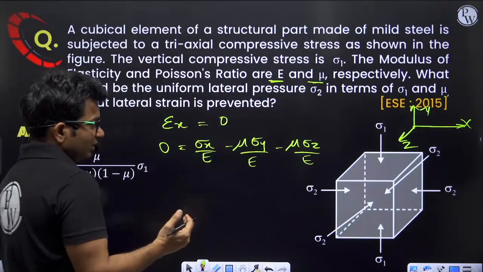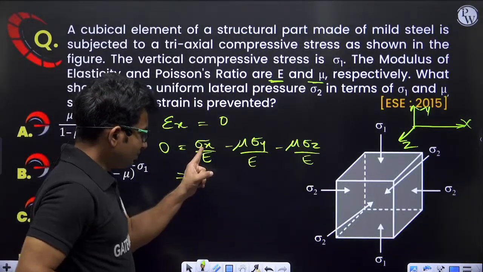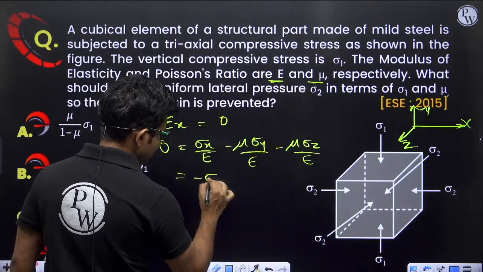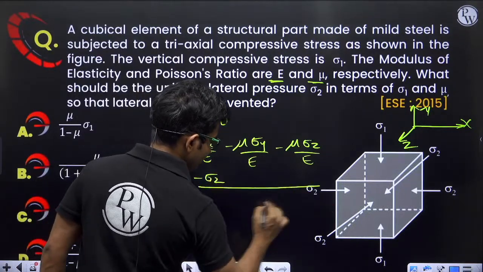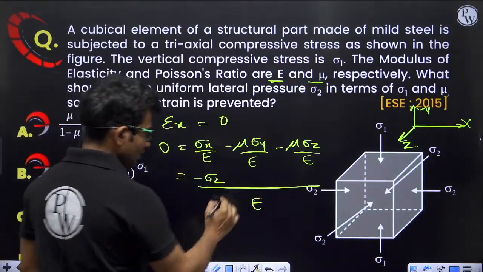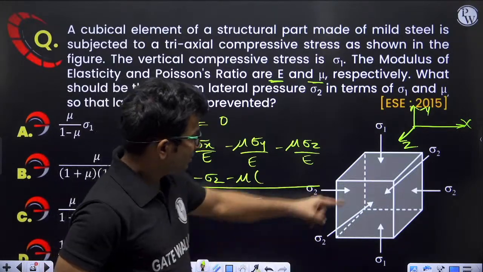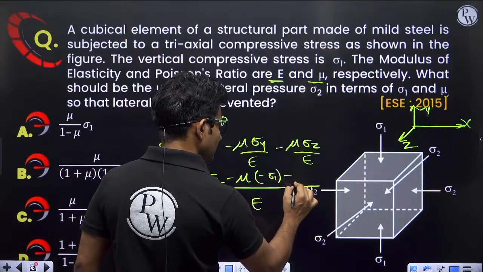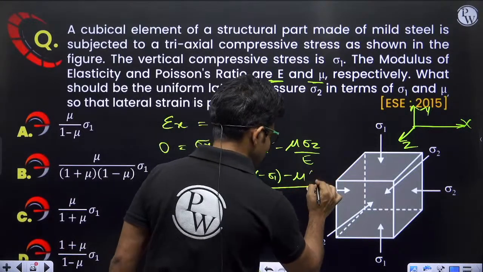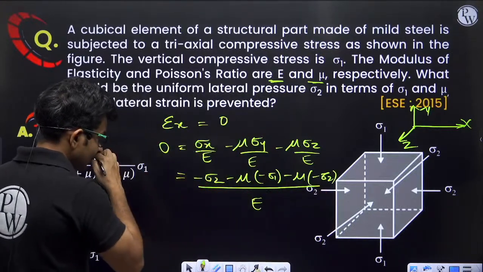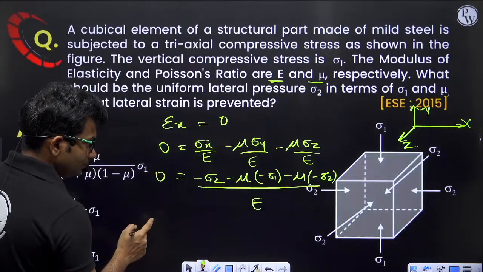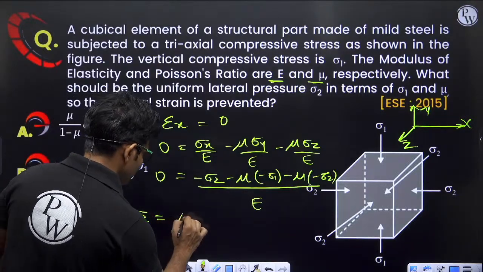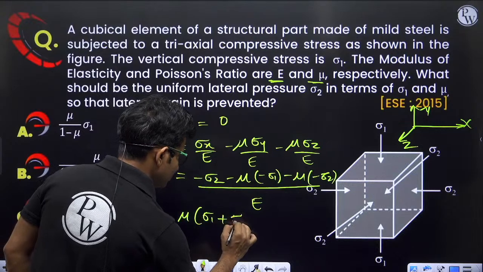Now if I put all the values in the generalized Hooke's law, sigma x is minus sigma 2. E can be taken as a common denominator. Minus mu, sigma y is minus sigma 1. Minus mu, sigma z is minus sigma 2. Now this will be 0. So sigma 2 will be equal to mu sigma 1 plus mu sigma 2.